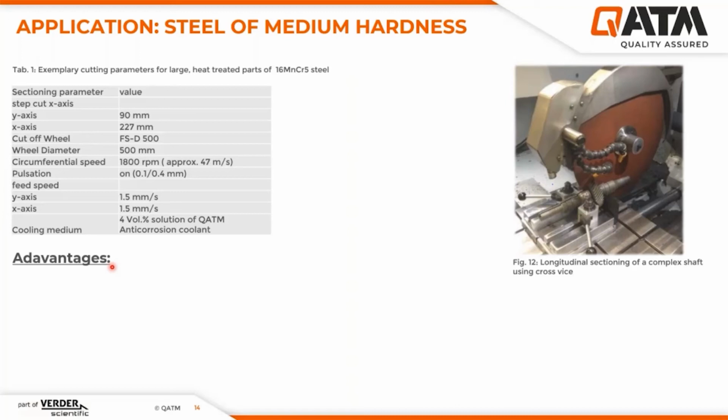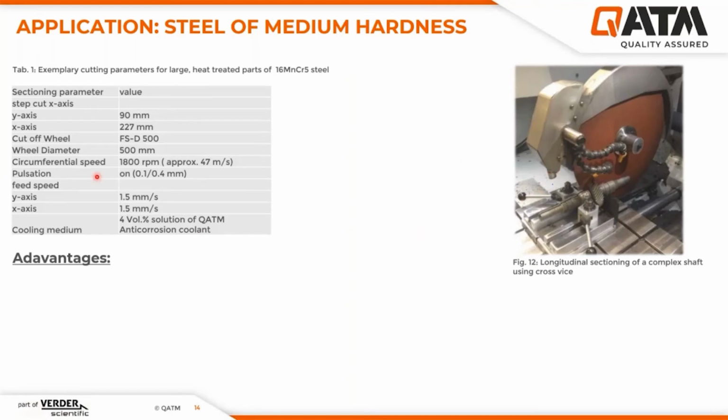And here we see the example of a steel part of medium hardness. We have a quite complex shaft that is longitudinal sectioned using a corundum cutoff wheel for steels of medium hardness. Our circumferential speed ranges commonly between 30 and 60 meters per second. Here we are in the middle with an approximated circumferential speed of 47 meters per second, which of course changes depending on the diameter of the cutoff wheel.